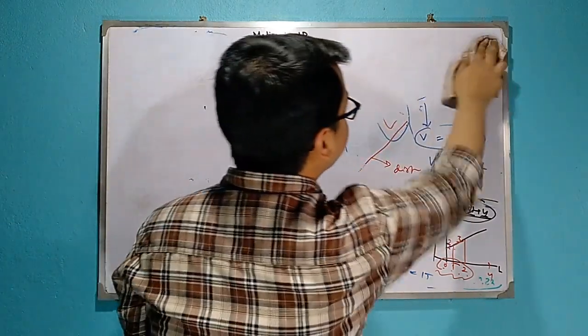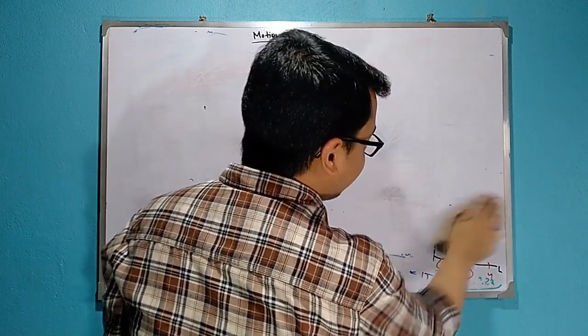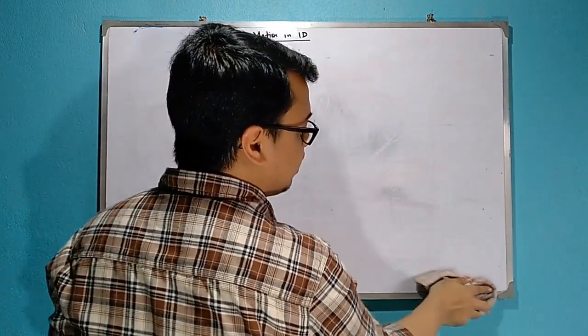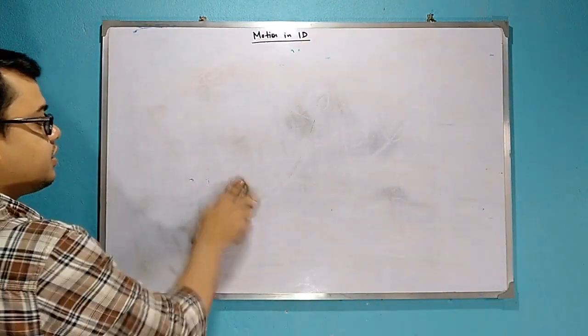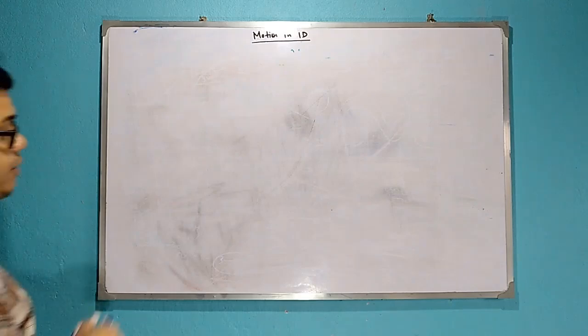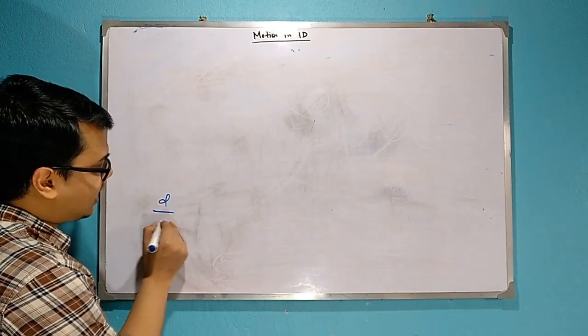So to determine the instantaneous velocity, first differentiate the equation along the time. So remember, always you have to differentiate along the time.